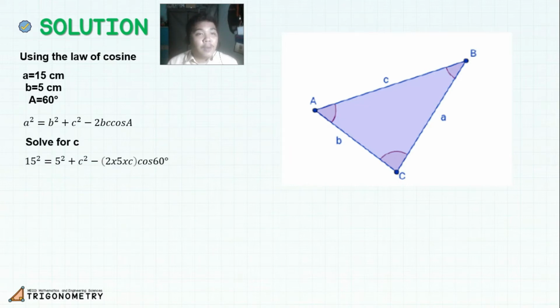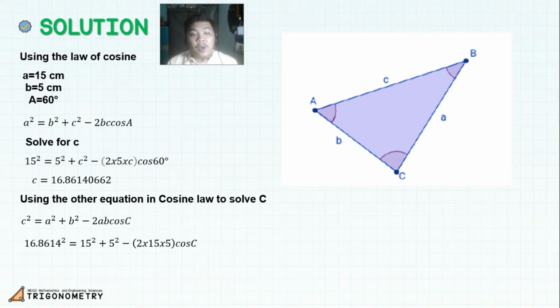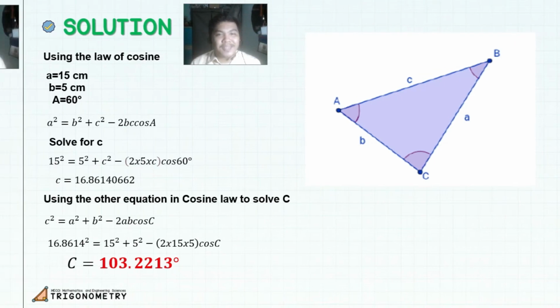Plugging in our givens in the equation, we can get the length of side C, which is equal to 16.8614 centimeters. Since we already have the length of side C, we can now proceed to finding the angle C using the third equation of the law of cosines: C squared is equal to A squared plus B squared minus 2AB cosine of C. We plug in our givens, with the cosine of C as our missing value, and then use shift solve in our calculator, and we will get 103.2213 degrees as our angle C.